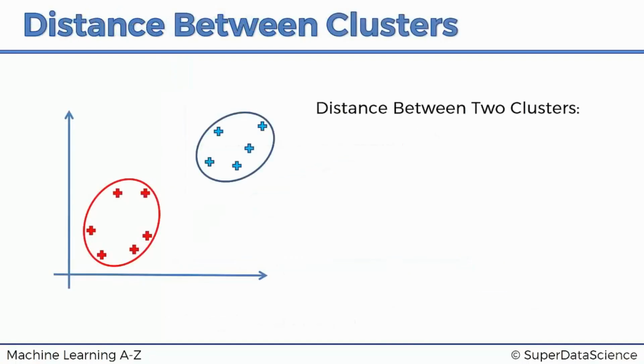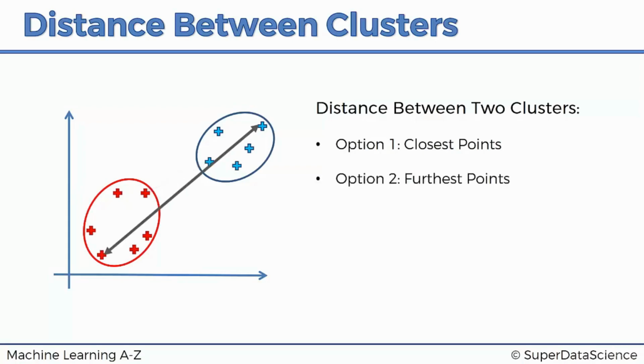So let's say you have two clusters, the red and the blue. How do you measure the distance between them? What is the definition of the distance between two clusters? It's not as obvious as it might sound at the start, because there can be a couple of options. For instance, option 1 is just take the two closest points and measure that and call that the distance between the two clusters. Option 2 is actually take the two furthest points and call that the distance between two clusters. That's also a valid approach.